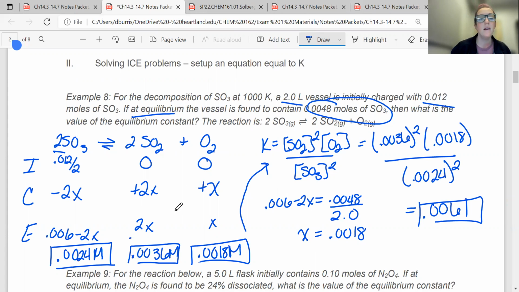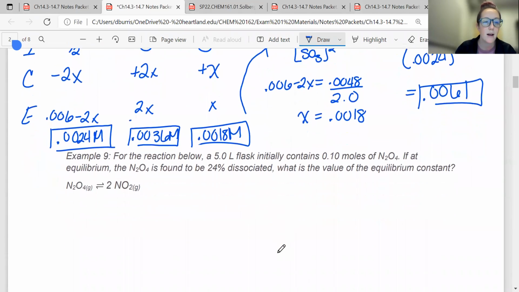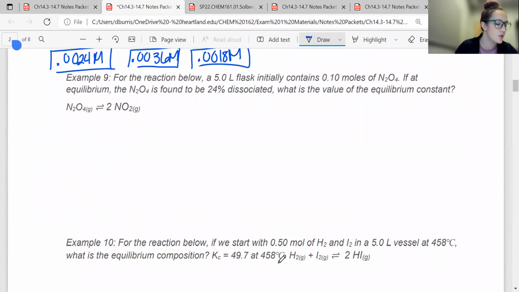If you can set up K and you can set up your ICE table, I will have given you some other number that you can use to actually calculate what I'm looking for. So if you want, I would try examples number 9 and 10 by yourself. I am going to walk through 9 really quick because it talks about dissociation instead of just what the equilibrium amount is. I'm not going to walk through 10, but I would try these and then check your answers.